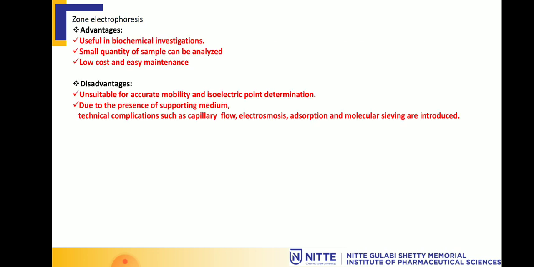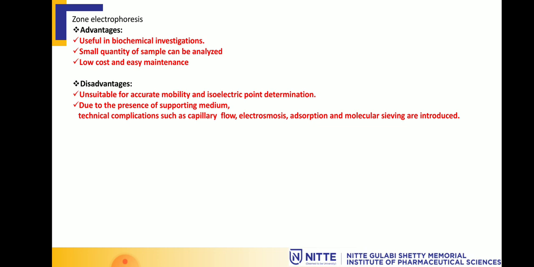So what is the advantage of zone electrophoresis? The advantage is that it is very useful in biological investigation. Even a small quantity can be analyzed, and there is low cost and easy maintenance, because the system on which you carry out the electrophoresis is generally a paper or a gel. But there is also a disadvantage. So what is the disadvantage?